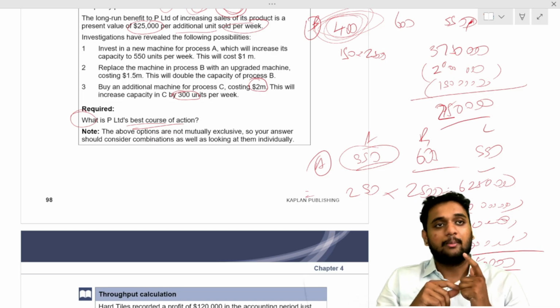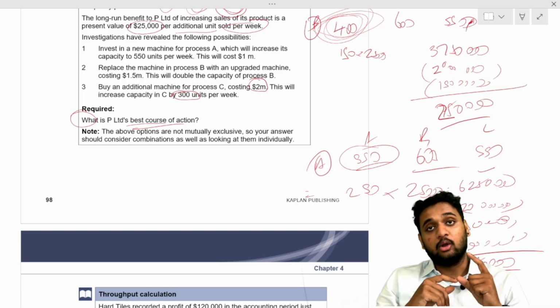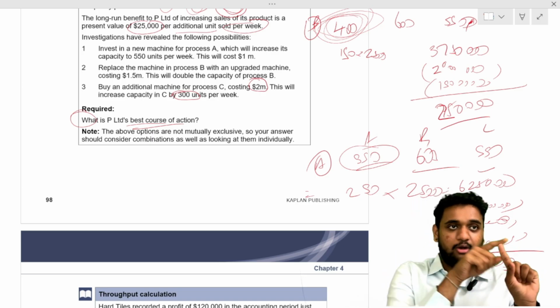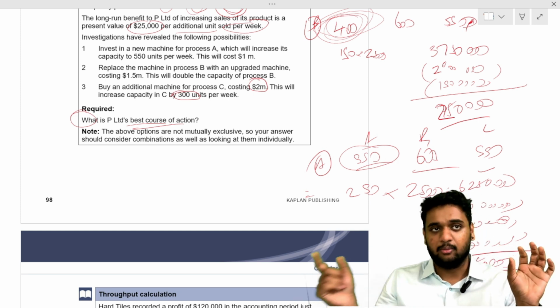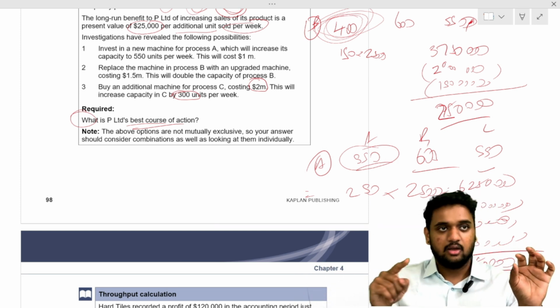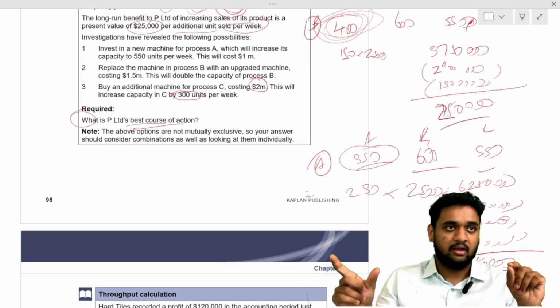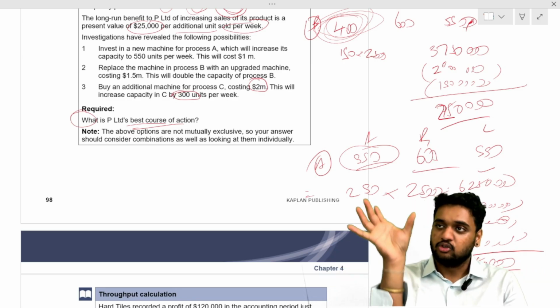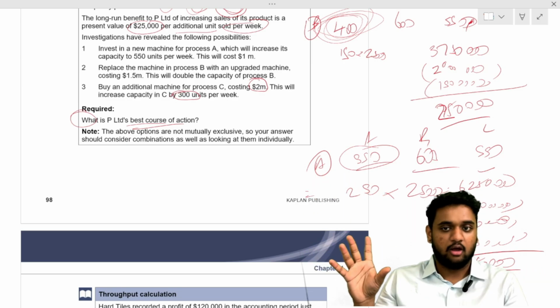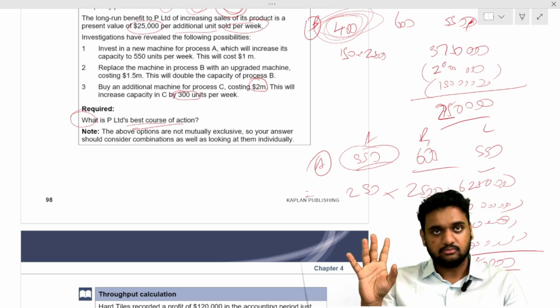So now what will be the new capacity, or new number of units? 400, because A can only produce 400. So from 250 it has become 400. 150 units has increased. 150 into 25,000, that is the benefit we will get. We bought machine B and C now. So you take B cost and C cost, and you'll get the net benefit of 2,50,000.